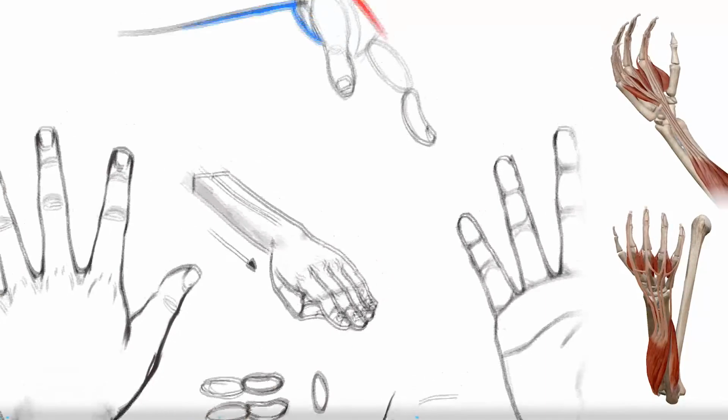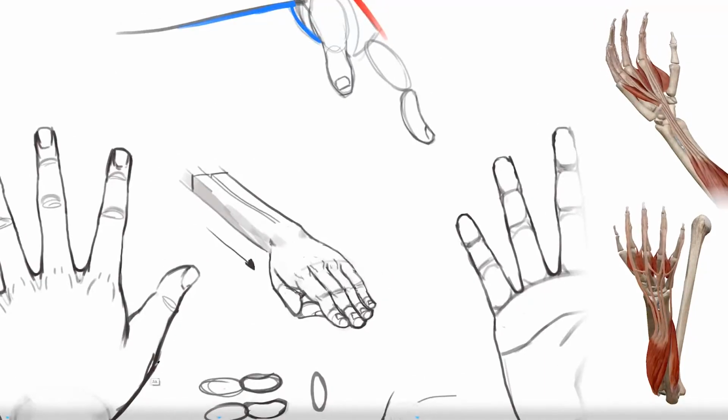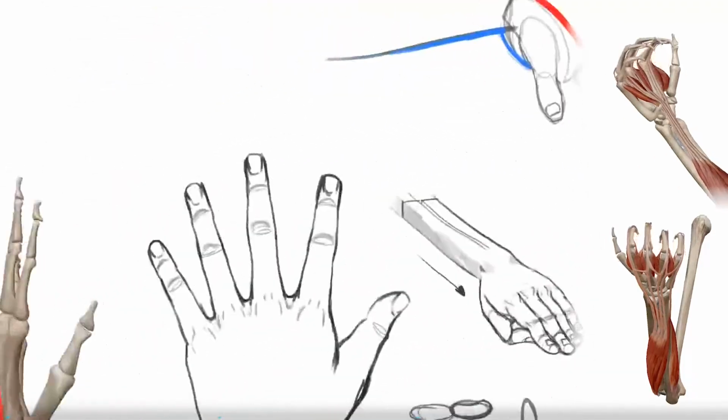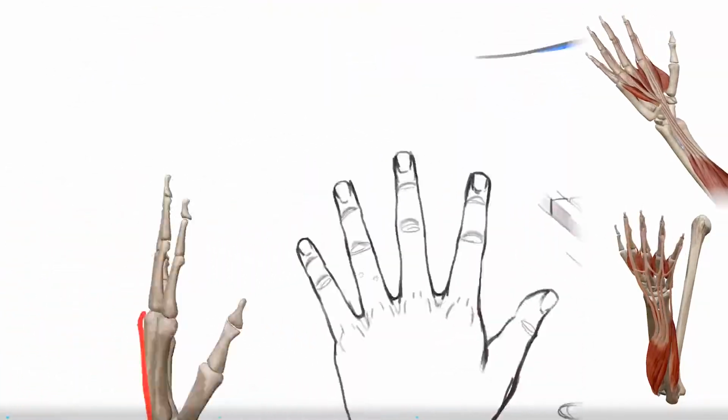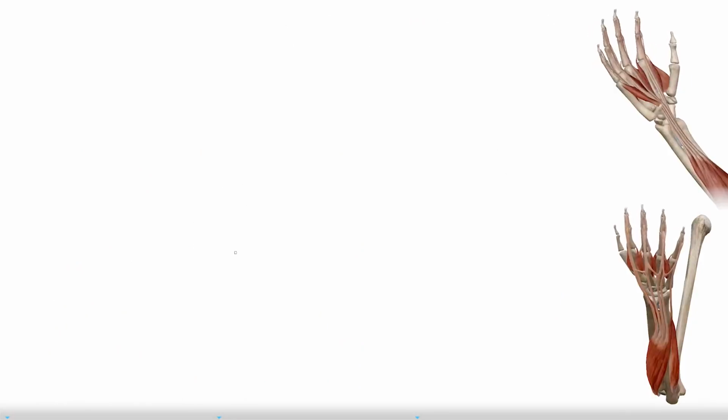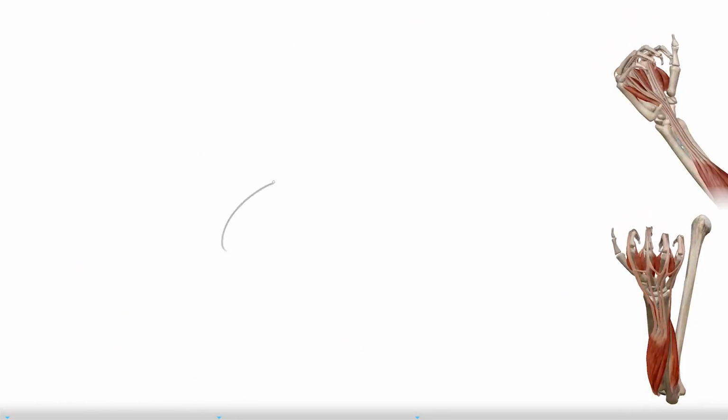So finally, we are going to take a look at another example using this technique. How to draw a different hand at a different angle using the same idea. We'll start again with the basic shape for the hand. In this case, I'm going to go with something like this.